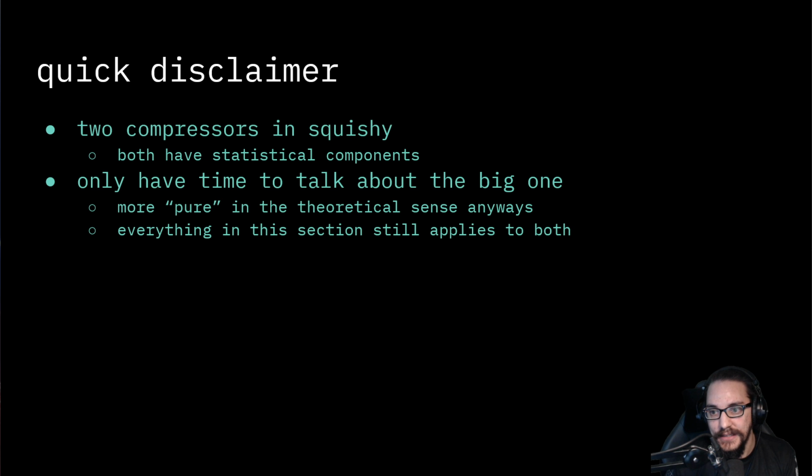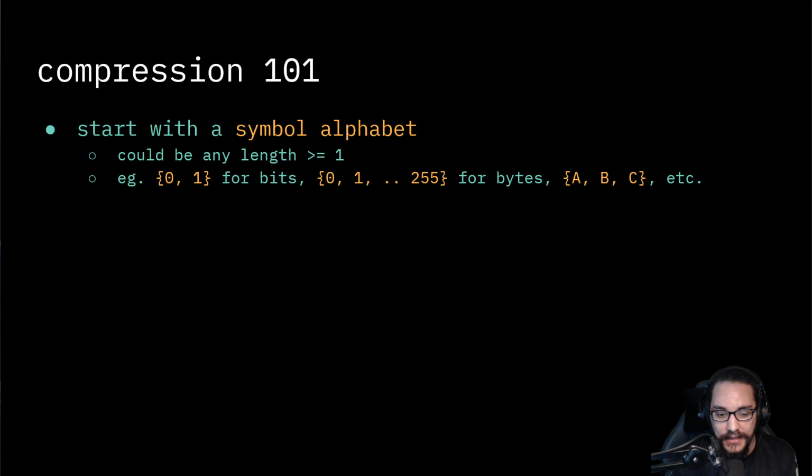I'll get into what that means. I only really have time to talk about the big one, which is the big squish, but everything I'm going to say applies to both. So when we want to compress something, we need to start with what we call a symbol alphabet. This is just some terminology. If we're going to compress bits, we'll have a symbol alphabet that contains 0 and 1. If we want to do bytes, it's 0 through 255. And it could be ABC, it could be red, green, blue, it could be cat, dog, mouse, could be anything.